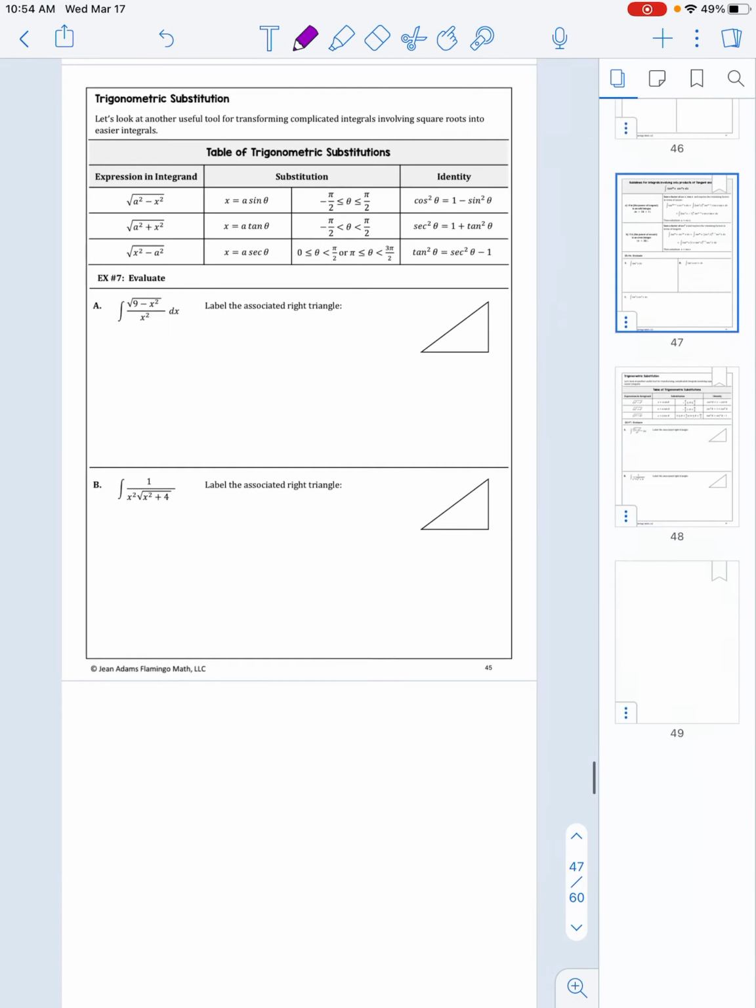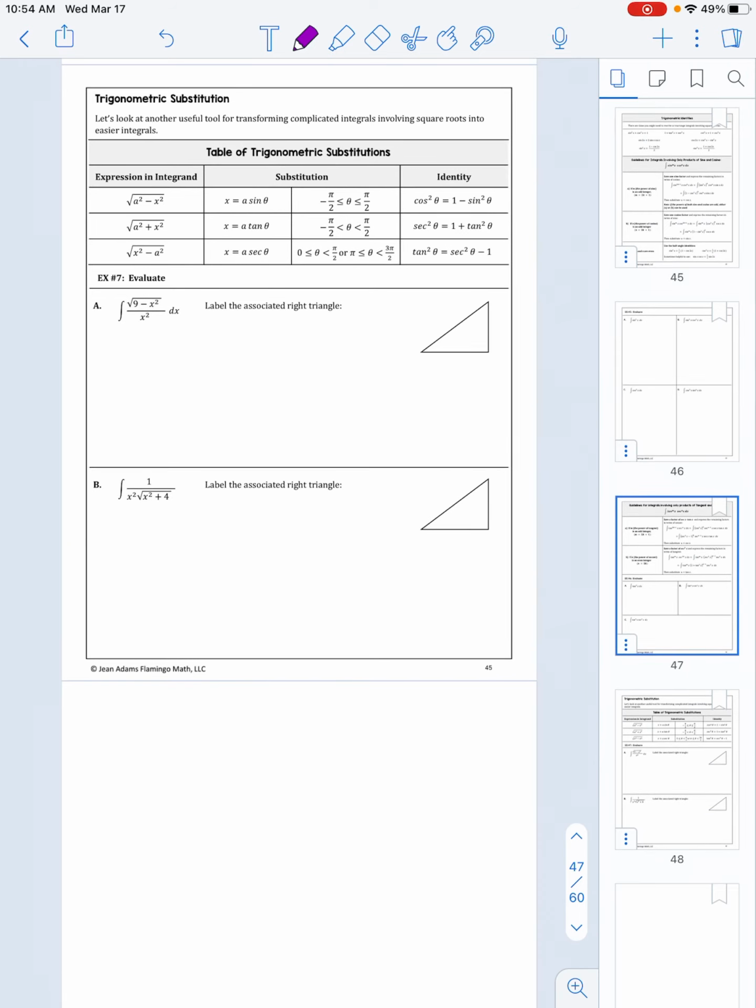All right, Calc BC, we have this one page left. It's on trigonometric substitution. I'm going to talk about this right here, down here on this blank page, just for a minute. You've got these integrals, and look at them. This one has square root of 9 minus x squared in it. This one has square root of x squared plus 4 in it.